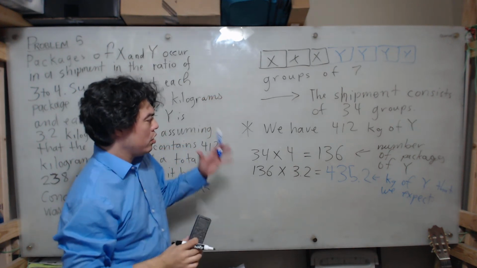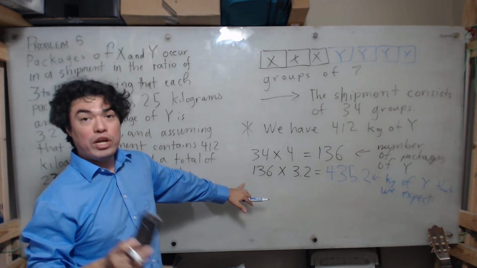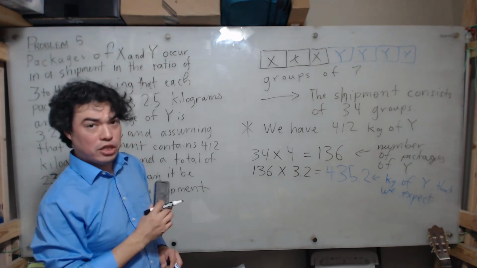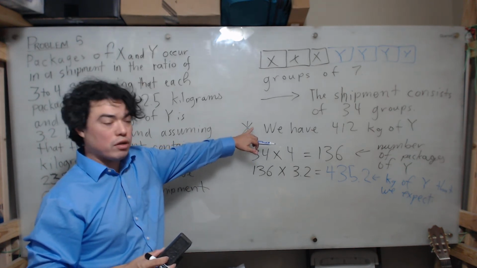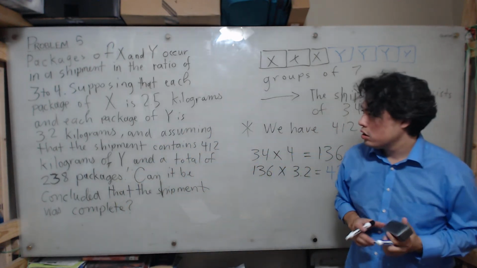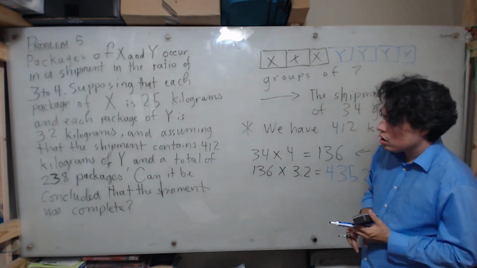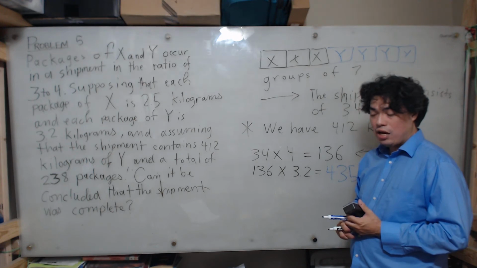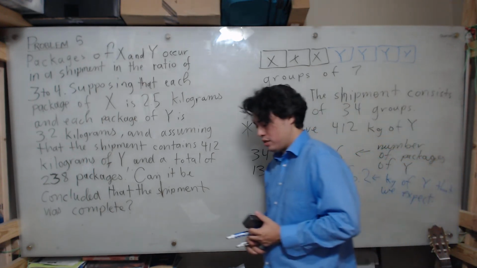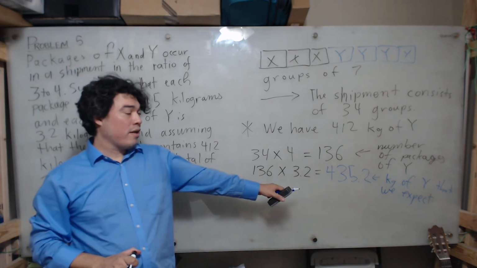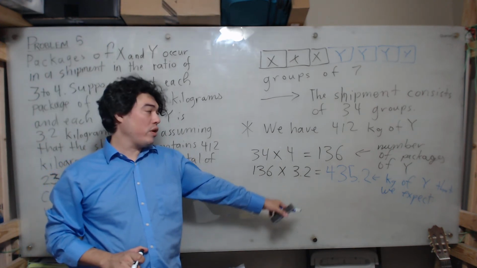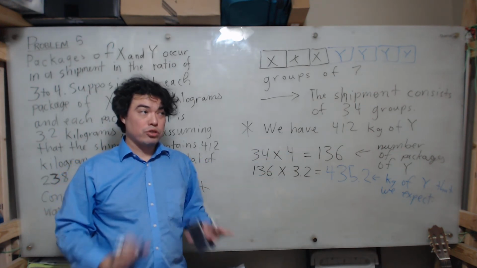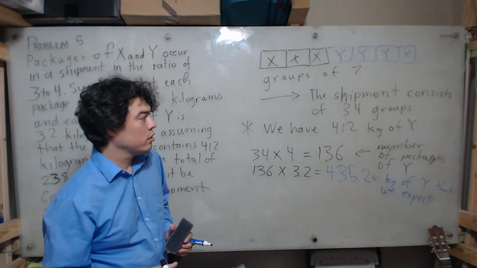Okay. So look at this. We now know that we should expect 435.2 kilograms of Y in the shipment. But we have 412 kilograms of Y. Okay? So we can immediately conclude that the shipment is not complete, because there's 435.2 kilograms that we expect, but we have only recovered 412 kilograms. So somewhere that difference got lost.